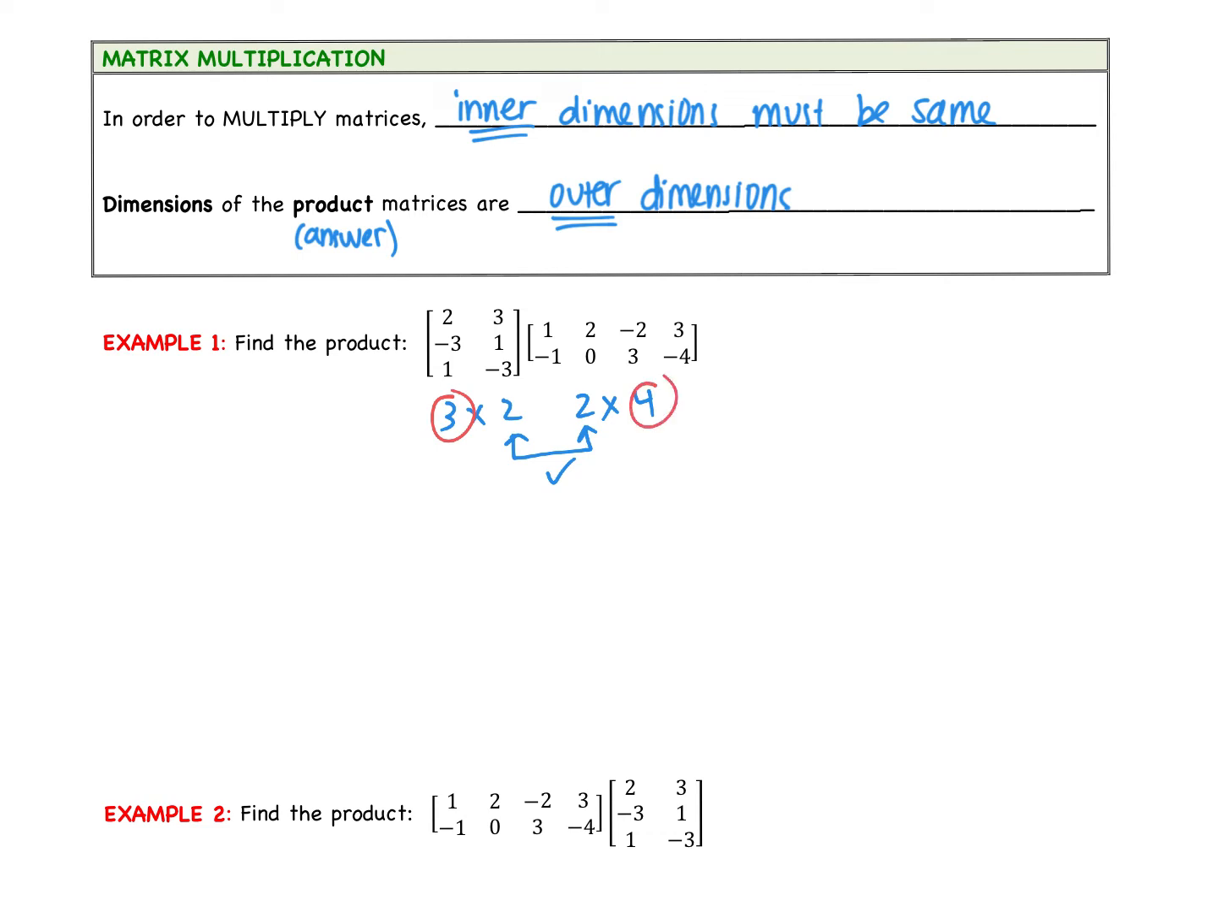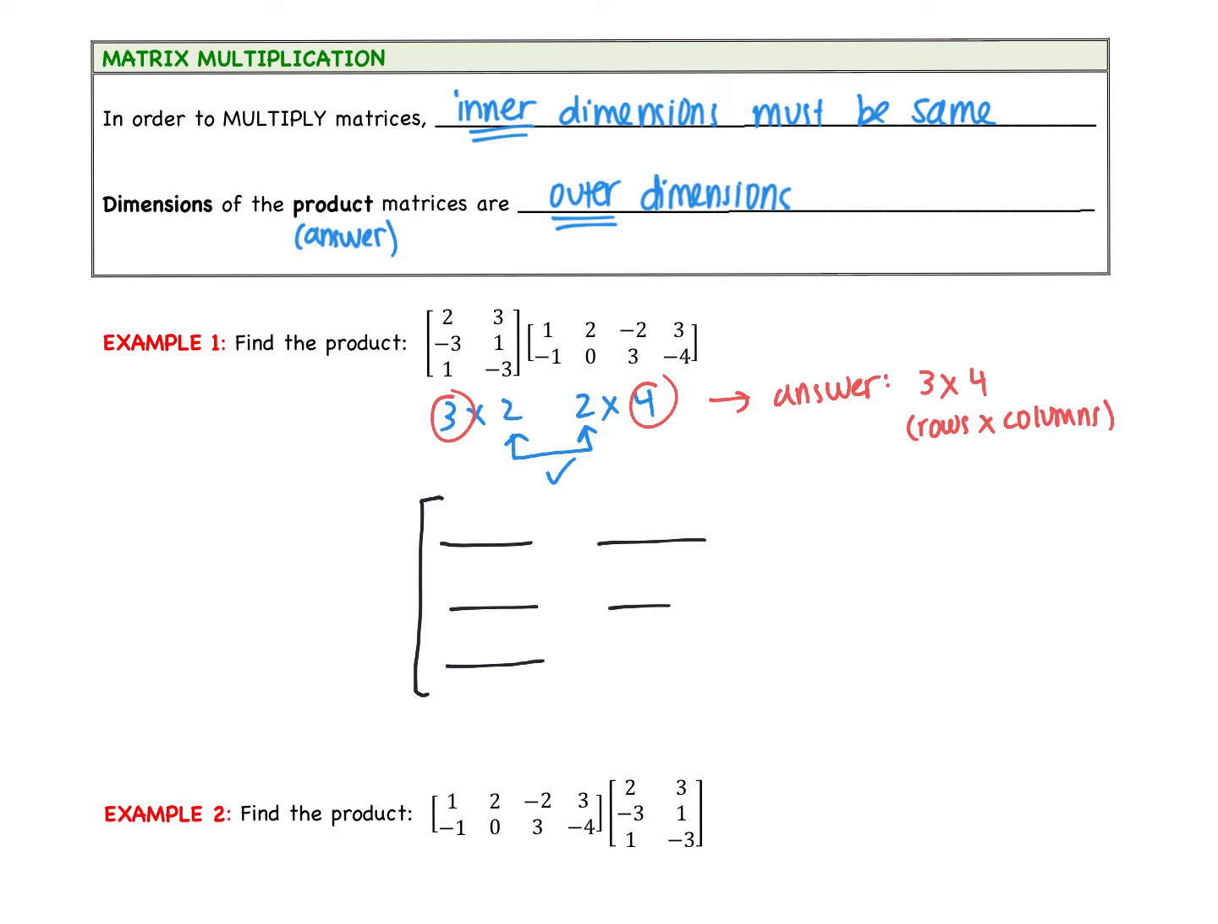The outer numbers are our answer. So our answer is going to be a matrix that is 3 by 4. And remember, that tells us 3 rows, 4 columns. So what I find helpful is to draw out what my answer should look like. So I'm going to have 3 rows and 4 columns. Leave yourself space because we're going to need some space to work.